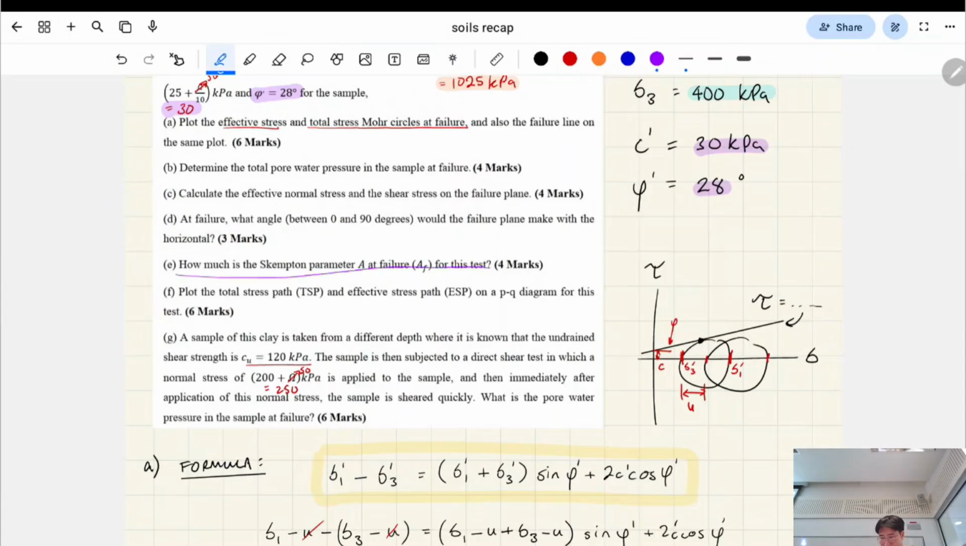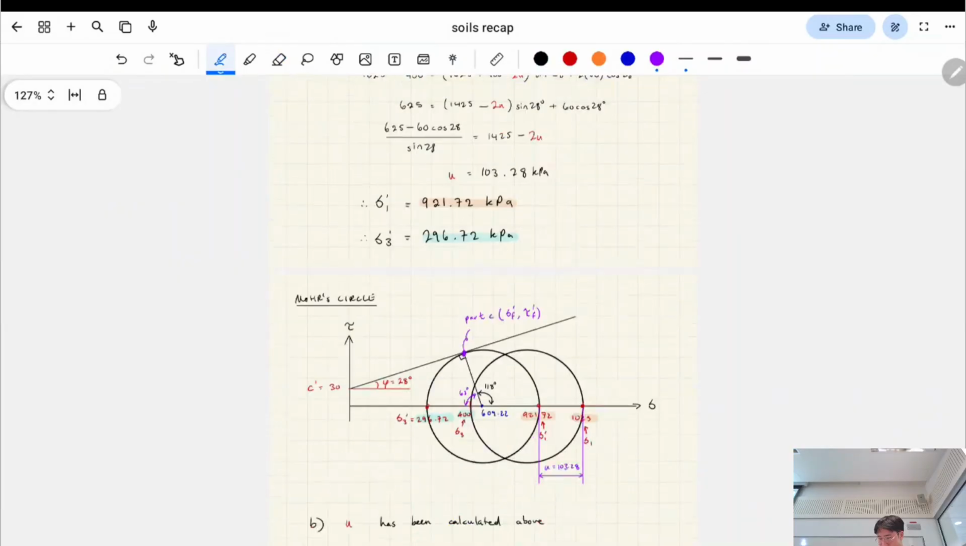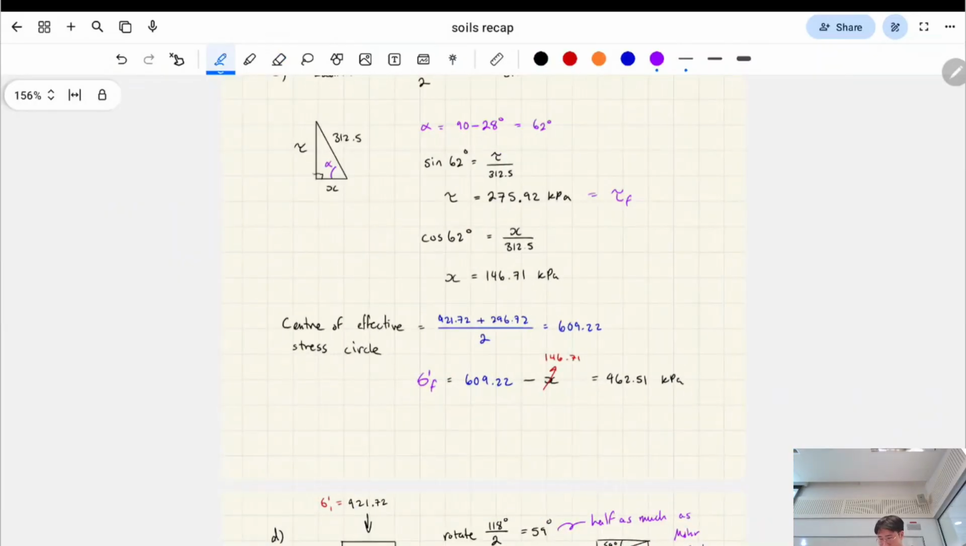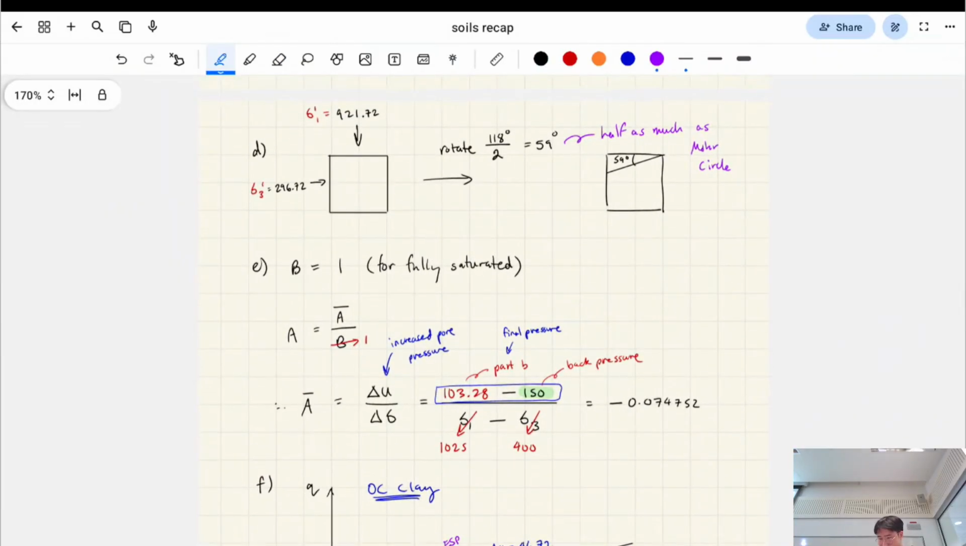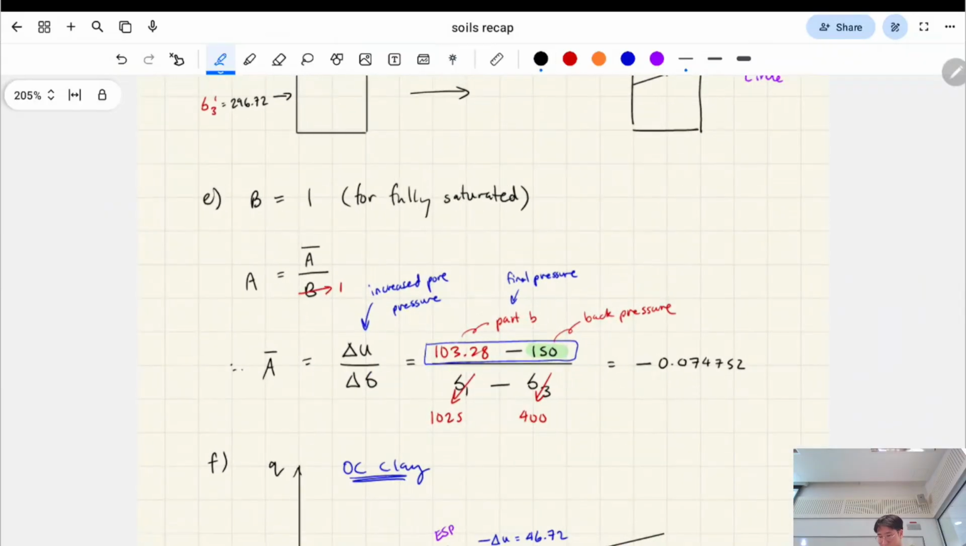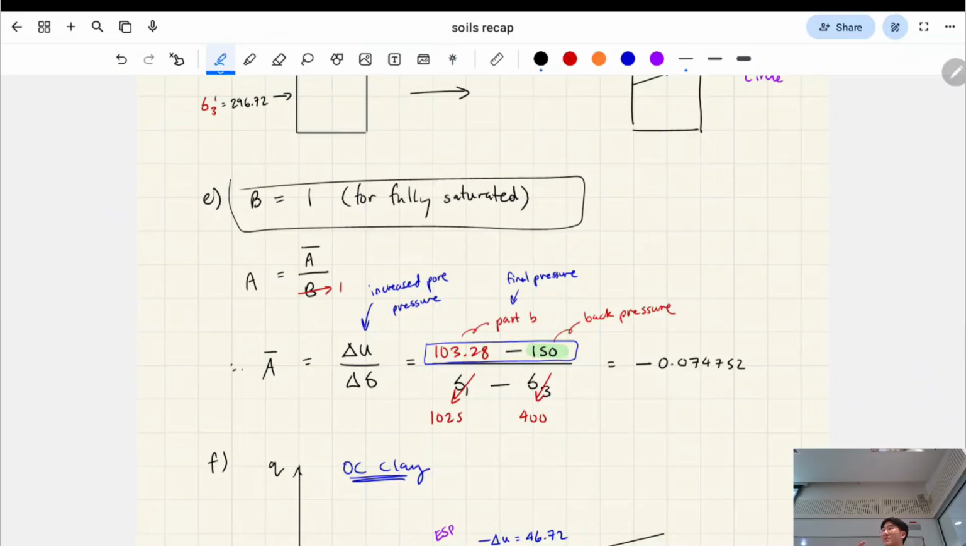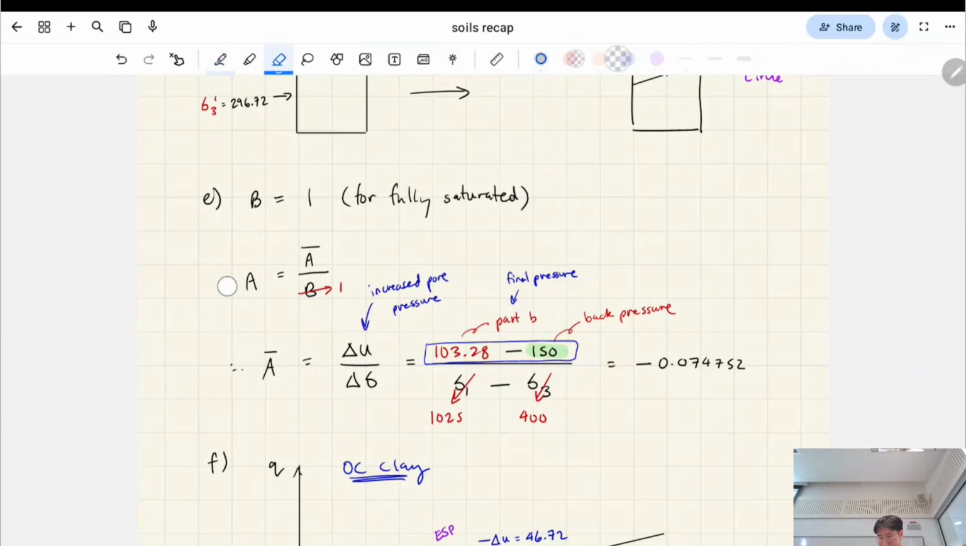The Skempton parameter is pretty complicated, to be honest. There are a couple of nuances to it, but for the context of this question, it wasn't that hard to understand. It's given in the question that the soil is fully saturated, which means that your constant B for your Skempton parameter is 1. If it's not fully saturated, there's another formula you have to put in for it. Because B is 1, A, your Skempton parameter, is equal to A hat. A hat is an intermediate step, but in this case it's what we're working out. It's the same thing, so that's A as well.